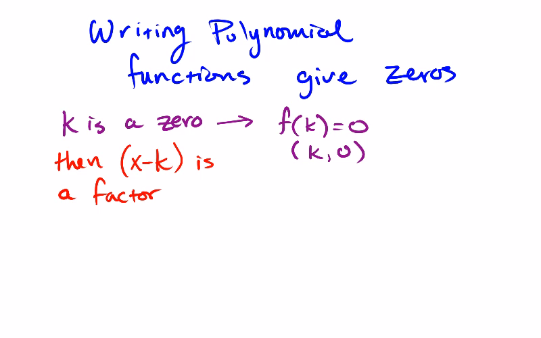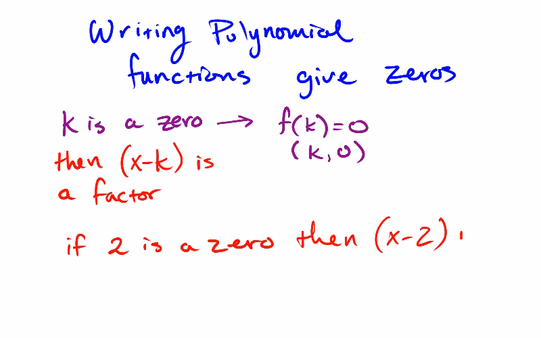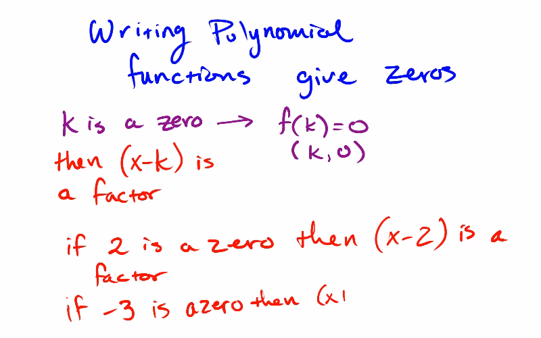of the polynomial. So if 2 is a 0, then x minus 2 is a factor. And if, say, negative 3 is a 0, then x plus 3 is a factor. And we're just going to write our factors, and then we're going to multiply them out, and that will give us our function for a polynomial. So let's try one together.